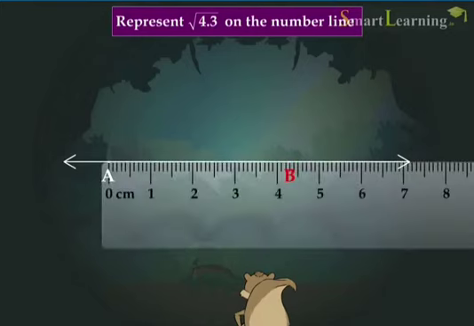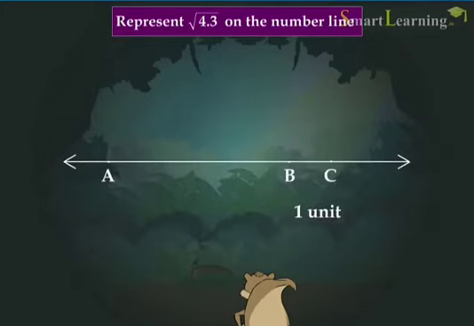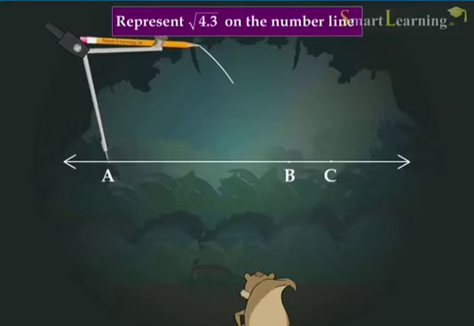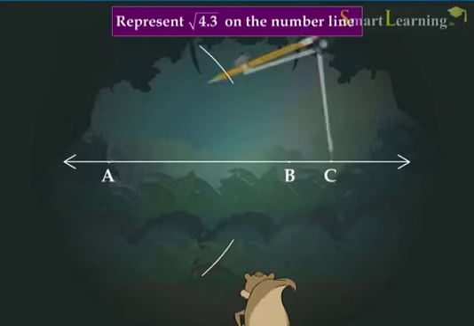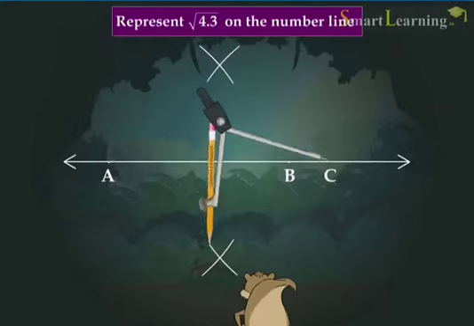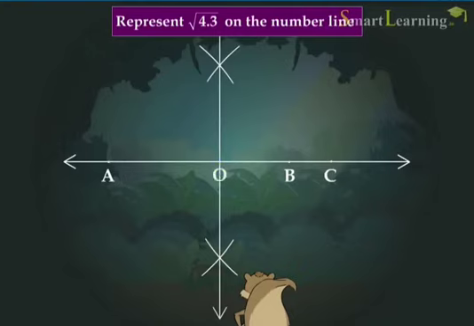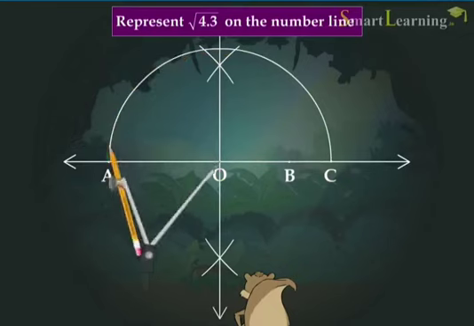Mark point C at a distance of 1 centimeter from B. Draw the perpendicular bisector to AC to find the midpoint. Intersecting the number line is the midpoint O. Draw a semicircle on AC, taking O as the center.